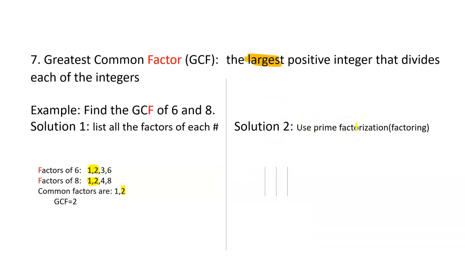The first step is exactly the same as we did in the previous video of finding the least common multiple. So we're going to factor 6 and factor 8 into prime numbers. We know 6 is 2 times 3, and 8 is 2 times 2 times 2. But the next step will be different.